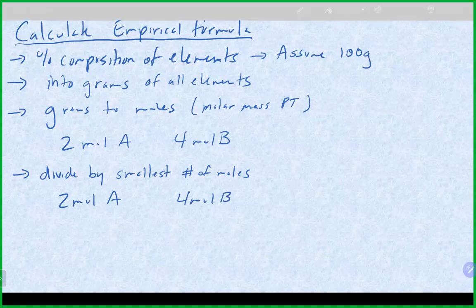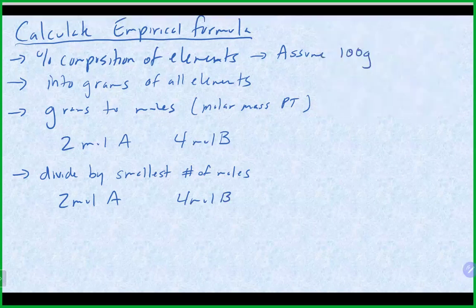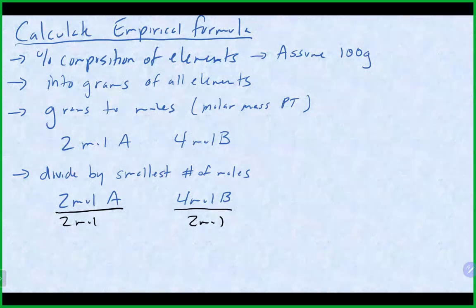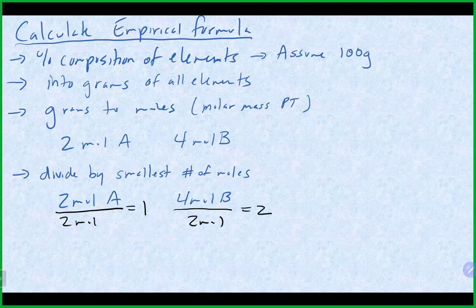Obviously here you can see the smallest number is 2 moles. So what we would do is take this one and divide it by 2, and take this one and divide it by 2, as that is the smallest number of moles. When I do so, this is going to equal 1, and this should equal 2. I hit whole numbers when I did that. If you hit whole numbers when you divide by the smallest, congratulations, that is your empirical formula. My empirical formula in this case would be AB2.